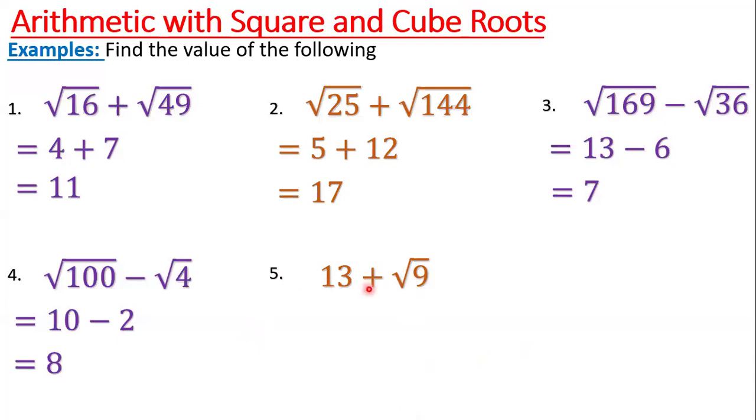How did y'all get 16? I got 16 because 13 plus 3 is 16. What is the square root of 9? 3. And I add the 13. And 13 plus 3 is 16. Very good. So 13 plus 3 is 16.